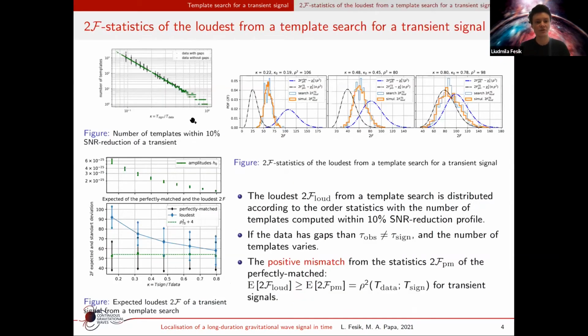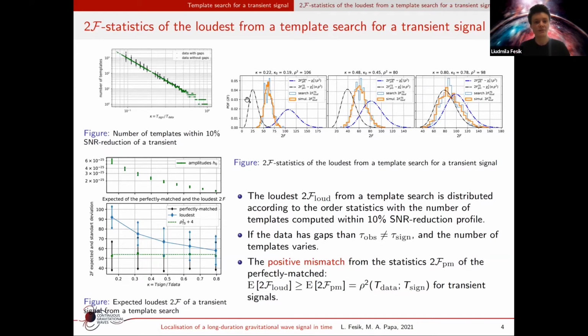So let me show firstly the number of templates computed for different transient durations. Here is the transient duration as the signal duration over the data duration, and the number of templates on the y-axis. So we have an exponential increase of the number of templates within 10% SNR reduction if we are looking for shorter and shorter durations. Then it changes the statistics of a transient signal. So the statistics of the loudest of a transient signal searched with the template grid, which is finer than the required template grid, depends on both the order statistics and the statistics of a transient.